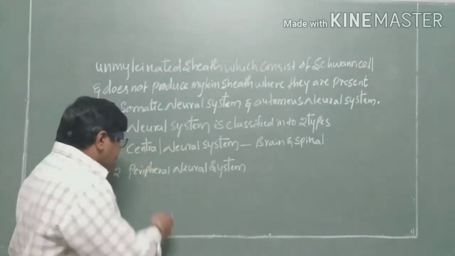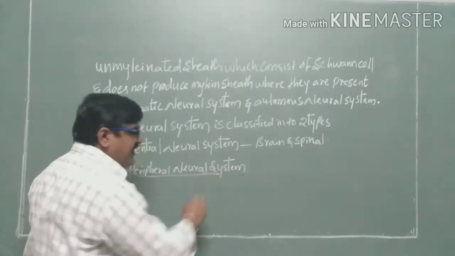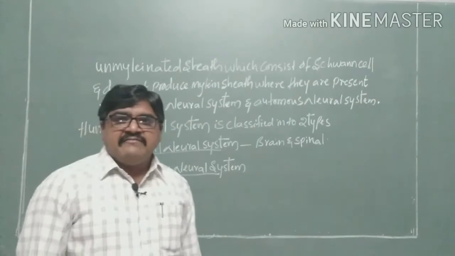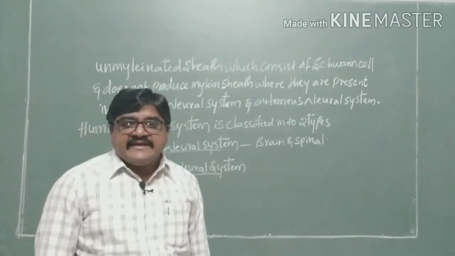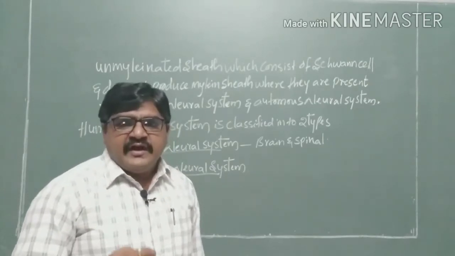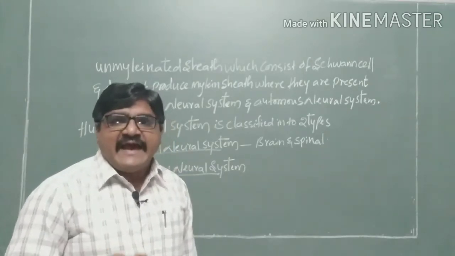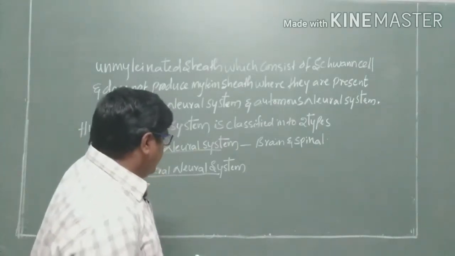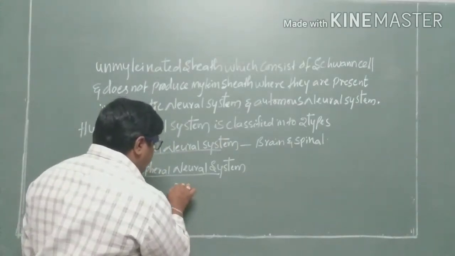And next, the second one is the peripheral nervous system. The peripheral nervous system is majorly divided anatomically as well as functionally. Here it is divided into two types anatomically.